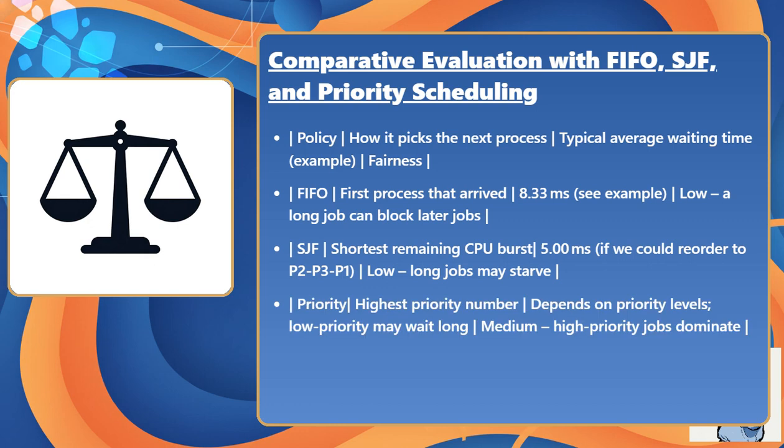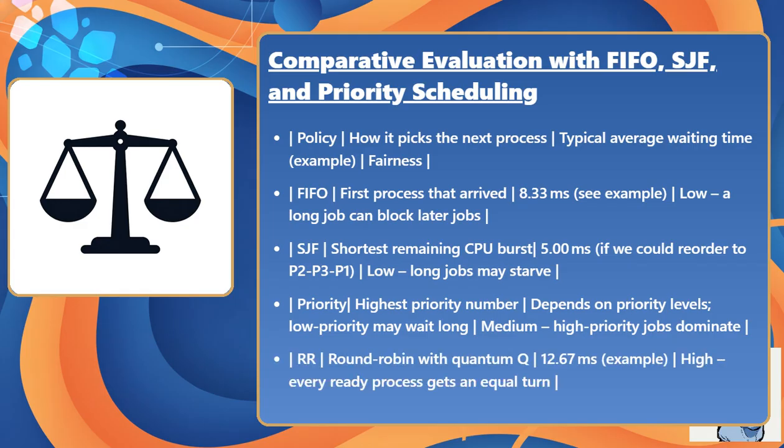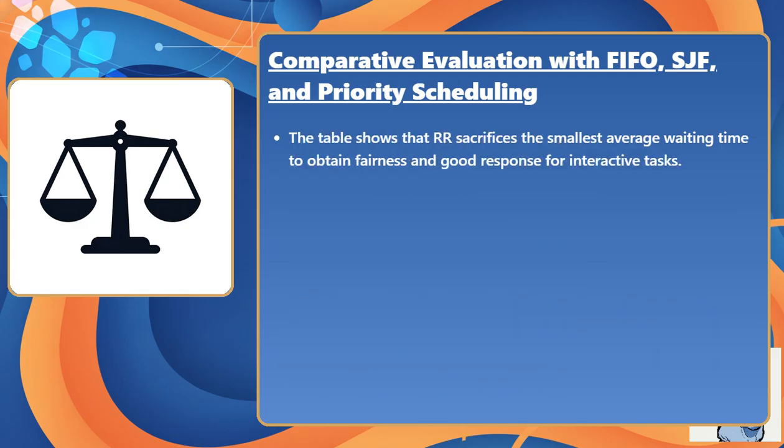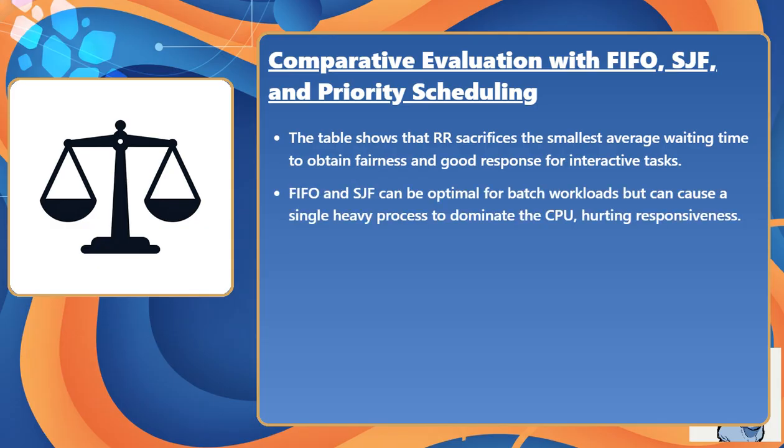Priority: highest priority number, depends on priority levels. Low priority may wait long, medium, high priority jobs dominate. RR: round robin with quantum Q, 12.67 milliseconds. Example: high, every ready process gets an equal turn. The table shows that RR sacrifices the smallest average waiting time to obtain fairness and good response for interactive tasks.